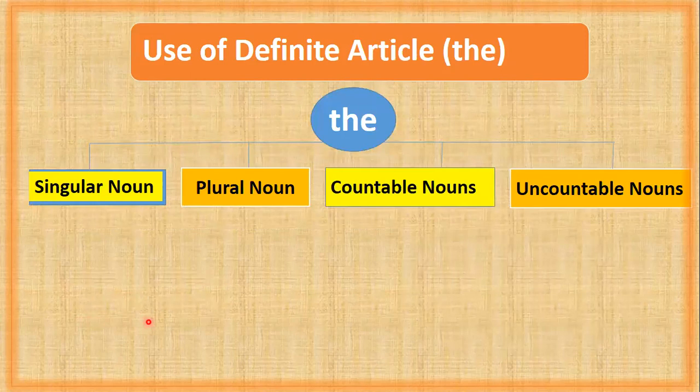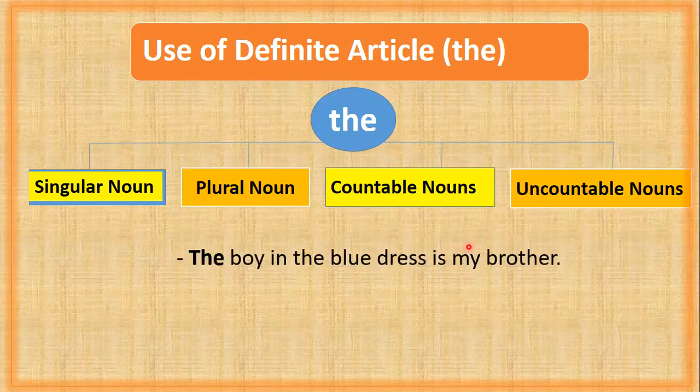One thing here students should consider is that a or an is used with singular countable nouns, but the definite article the can be used with singular and plural countable nouns, and uncountable nouns too. Let's see the examples. The boy in blue dress is my brother. In this very example, in front of boy we are using the, and here boy is a singular countable noun.